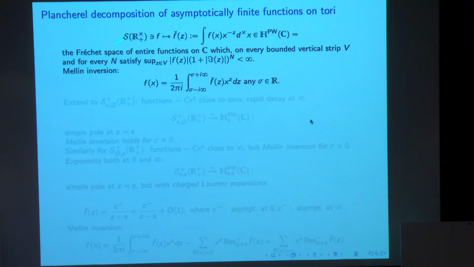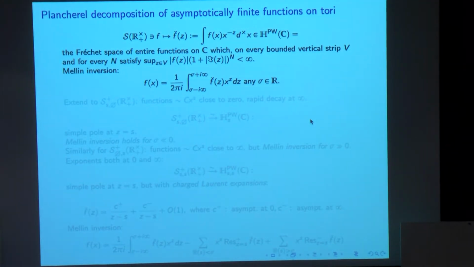First of all, let's start with Schwarz functions on the torus, rapidly decaying both at 0 and at infinity. We consider their Mellin transform that gives an isomorphism between the Schwarz space and the Paley-Wiener space of entire functions which are of rapid decay on vertical strips. Mellin inversion gives you the inverse map, and it can be taken as an integral on any vertical line.